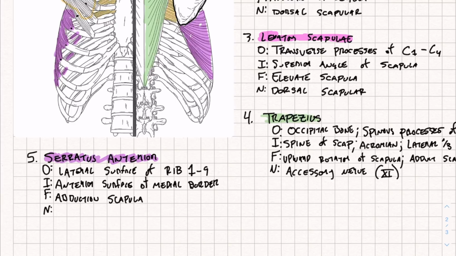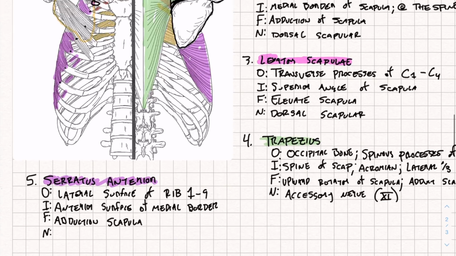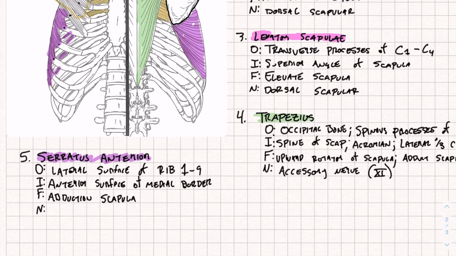This is the boxer's muscle. People that box have these pretty defined, especially these anterior serrated saw-looking muscles. So abduction of the scapula. This can also do some upward rotation. Probably not a big deal though.